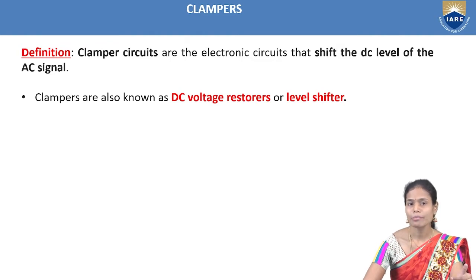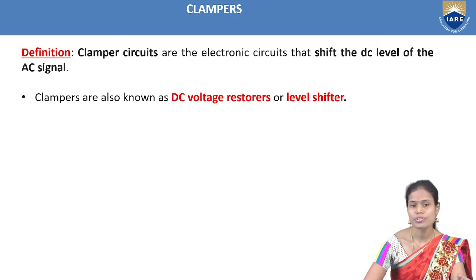This clamping may be in the positive direction as well as in the negative direction, depending upon the DC component we are adding to our input wave. If we add a positive DC voltage, we can shift our input waveform in the positive direction, or if we add a negative DC voltage to the applied input waveform, we can shift our signal in the negative direction. So we can shift the signal above the horizon or below the horizon by using the basic clamper circuit.